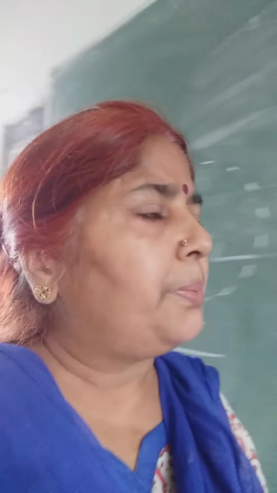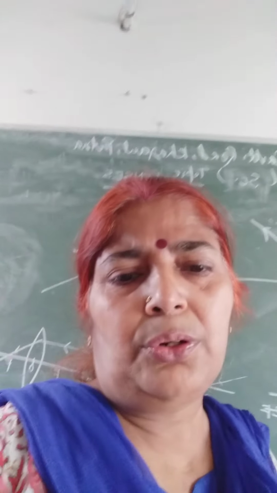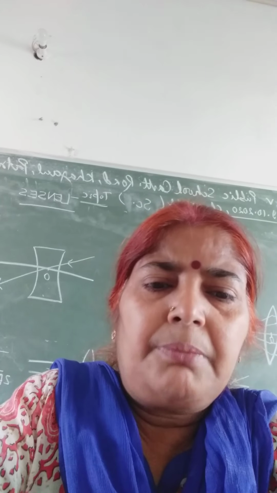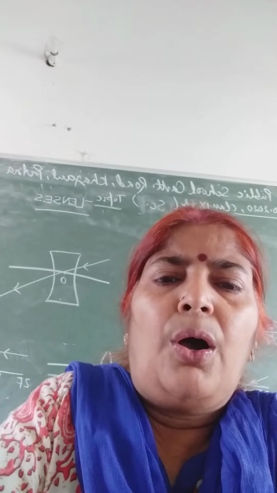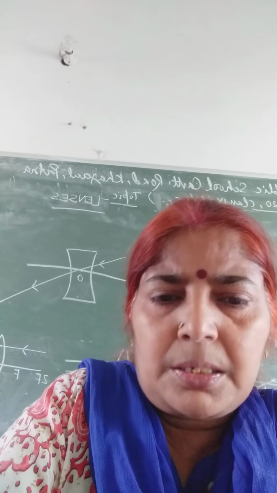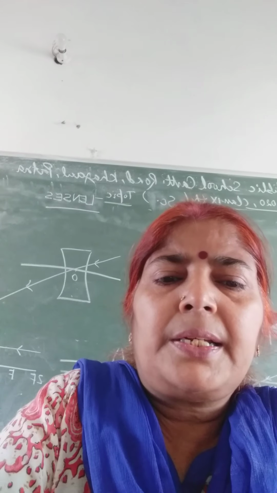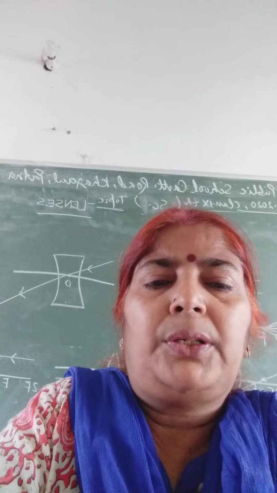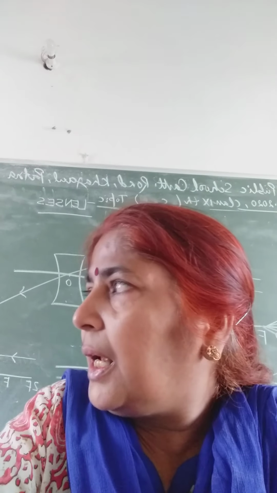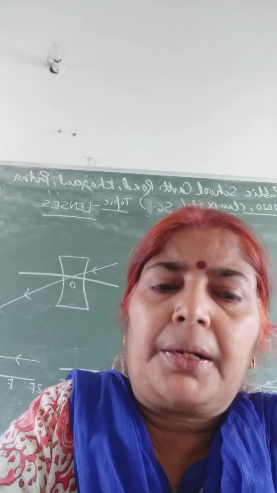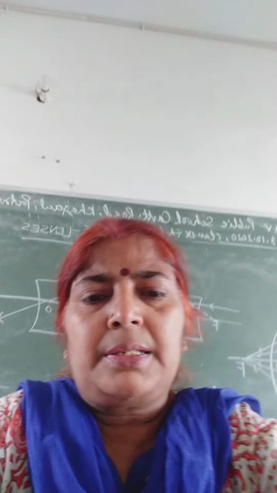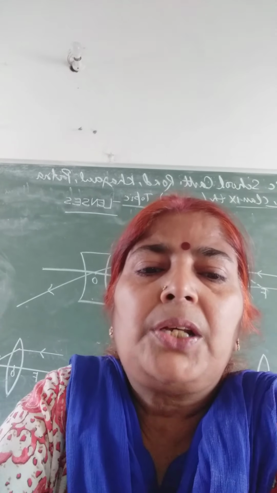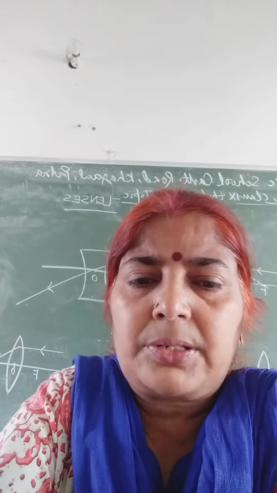So you have seen all the definitions related to lens. A lens is a transparent medium bounded by two surfaces of which one is at least spherical. This sphere has a center, and the center of that sphere is called center of curvature. The two surfaces have center of curvature. Line joining the center of curvature is called principal axis.